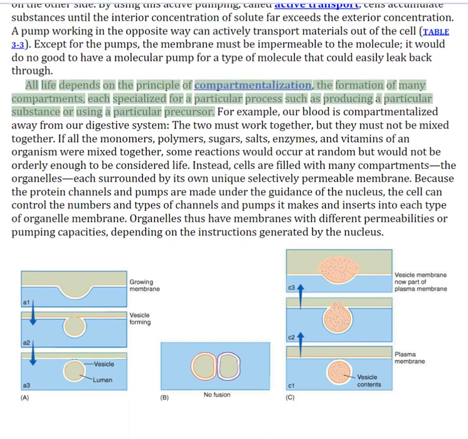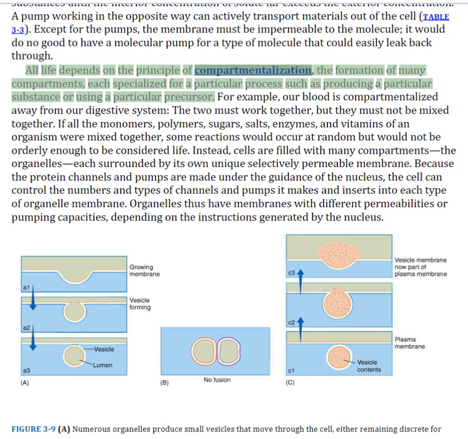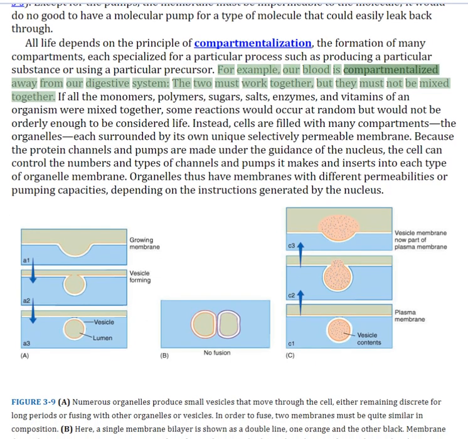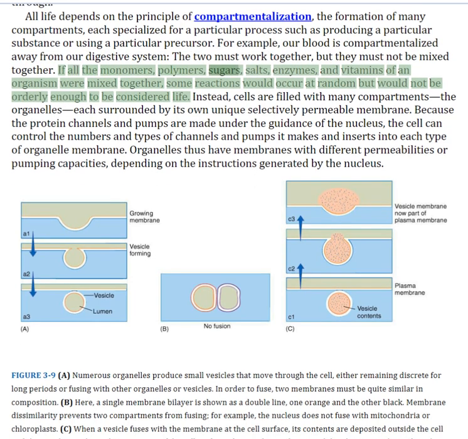All life depends on the principle of compartmentalization, the formation of many compartments, each specialized for a particular process, such as producing a particular substance or using a particular precursor. For example, our blood is compartmentalized away from our digestive system. The two must work together, but they must not be mixed together. If all the monomers, polymers, sugars, salts, enzymes, and vitamins of an organism were mixed together, some reactions would occur at random but would not be orderly enough to be considered life.